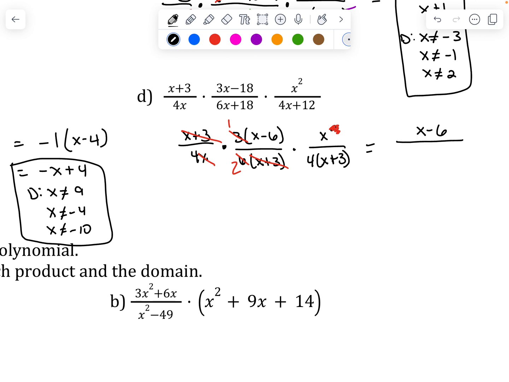So on the numerator, we're left with x minus 6. On the denominator, I'm going to multiply the 4, the 2, and the 4. So I have 32 times x plus 3. State my domain. X cannot equal 0. X cannot equal -3.